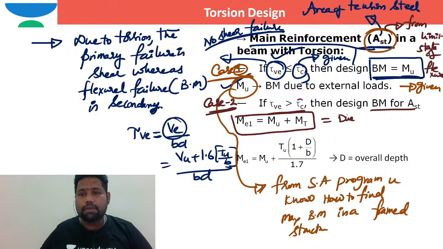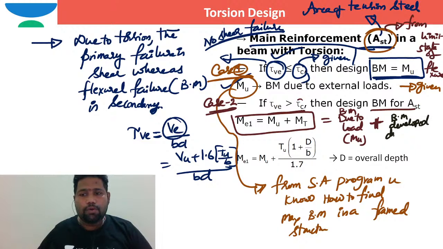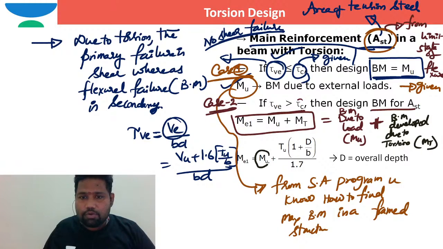Due to loads, the bending moment, which we call MU, plus the bending moment that is coming into the picture because of torsion, I can say the bending moment developed due to torsion, which is MT. Is that okay, brother? This is how you can say it. This MU we can work out from the structural analysis program.